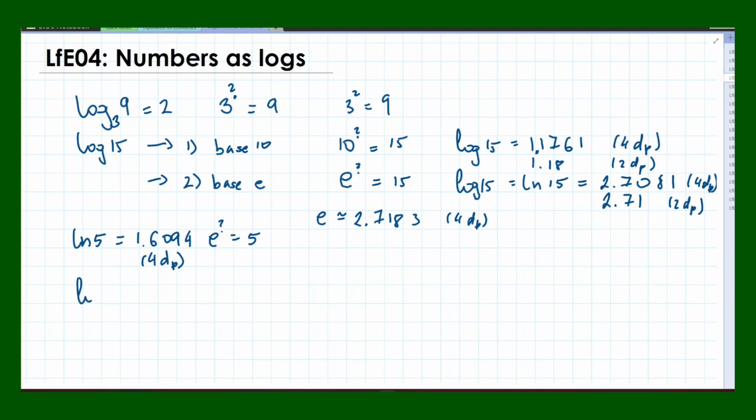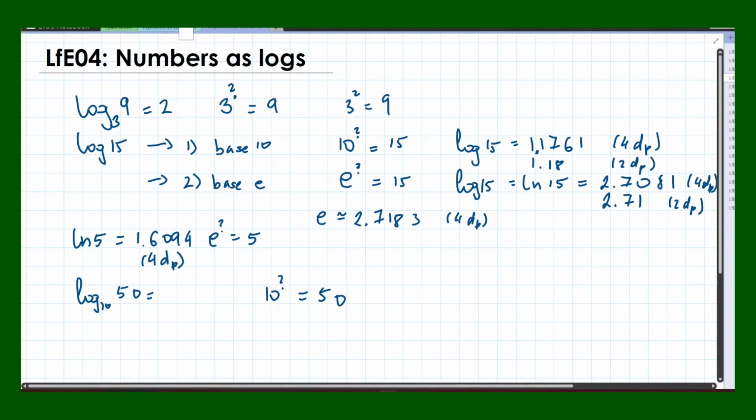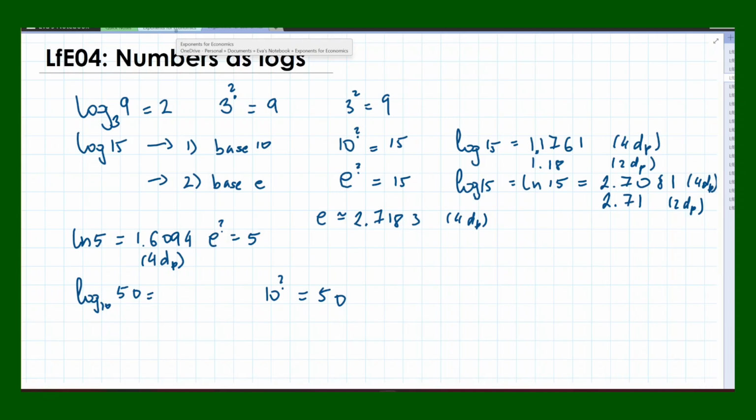Next question. What is log base 10 of 50 equal to? Again, what power do I need to raise 10 to so that I get the answer of 50? So 10 to the power of what is equal to 50? Again, our answer here for the exponent is not going to be an exact number, because 10 to the power of 1 is 10 and 10 squared is already 100, so we should expect an answer somewhere between 1 and 2. So again, enlist the help of the calculator.